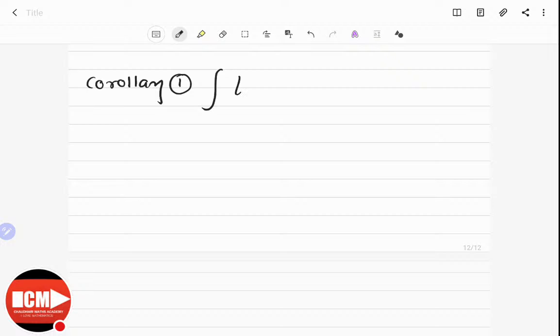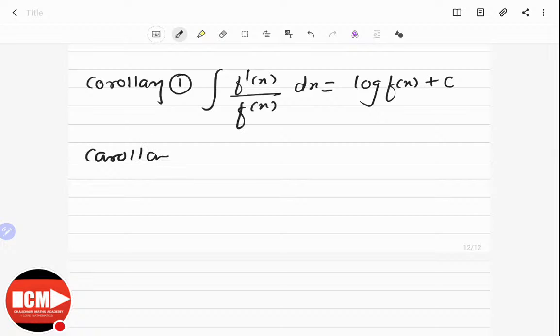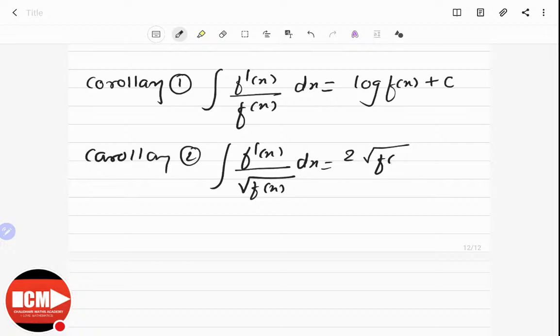The corollary 1 was integration of f dash of x upon f of x with respect to x. Answer is log of f of x plus c. Then corollary number 2 was integration of f dash of x upon under root f of x with respect to x. Answer is twice of under root f of x plus c.